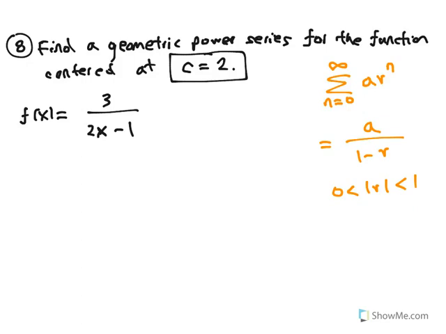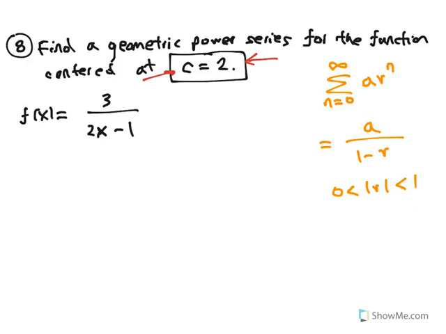Now we look at number 8, and the instructions are find a geometric power series for the function centered at c is equal to 2. So this is different from the first two examples in that in the first two examples, the geometric power series that we looked for were centered at c is equal to 0. But here, we want a geometric power series that is centered at c is equal to 2.